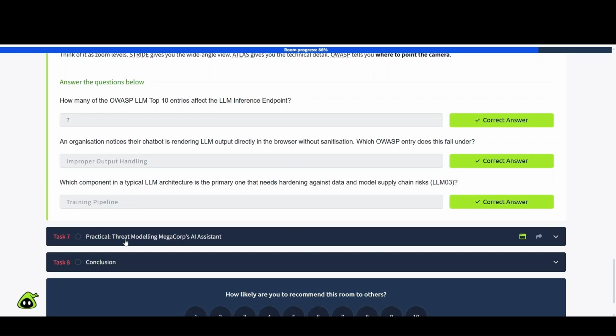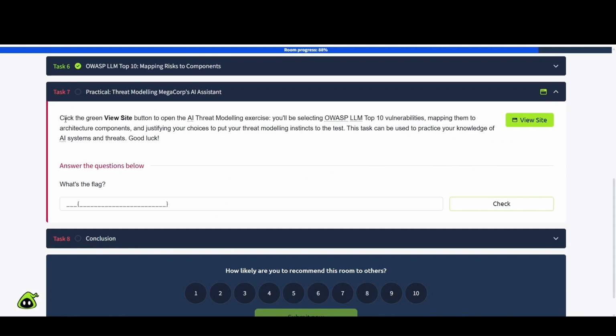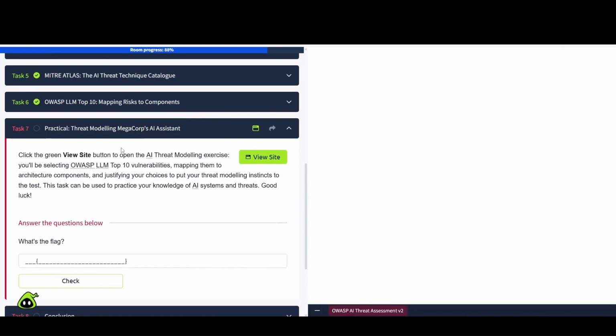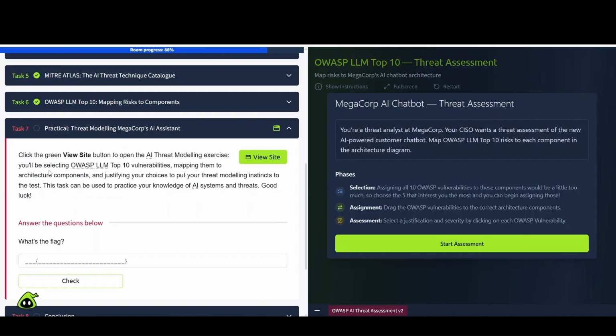Task number 7, practical. Threat modeling Megacorp's AI assistant. Okay, so finally some hands-on keyboard stuff here. Click the green view site button to open the AI threat modeling exercise. You'll be selecting OWASP LLM top 10 vulnerabilities, mapping them to architectural components, and justifying your choices to put your threat modeling instincts to the test. This task can be used to practice your knowledge of AI systems and threats. Good luck with the flag.